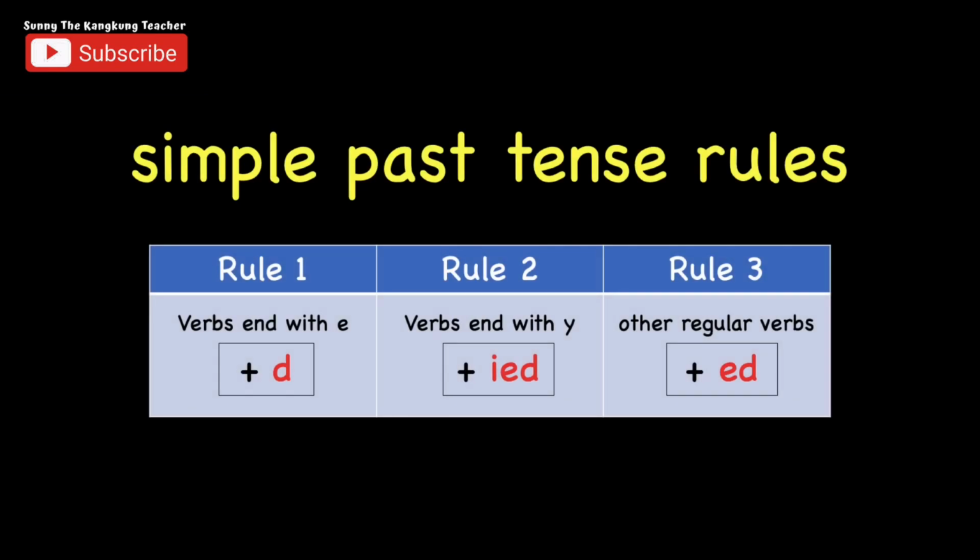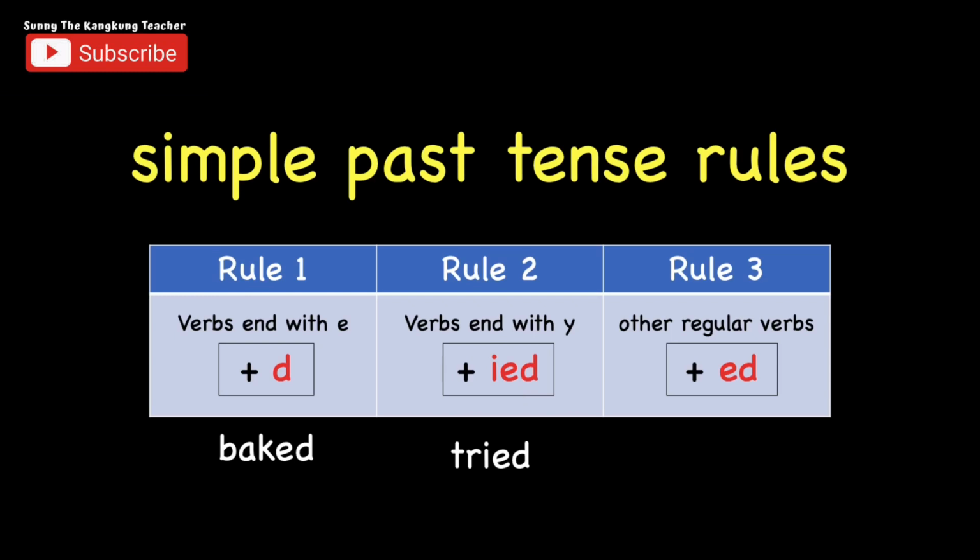Alright, before we try out some other examples, let's take a look at these 3 rules again. The first rule, if the verbs end with an E, we can add D. For example, the word bake becomes baked. As for rule number 2, if the verbs end with a Y, we can cancel the Y and add IED. For example, the word tried.